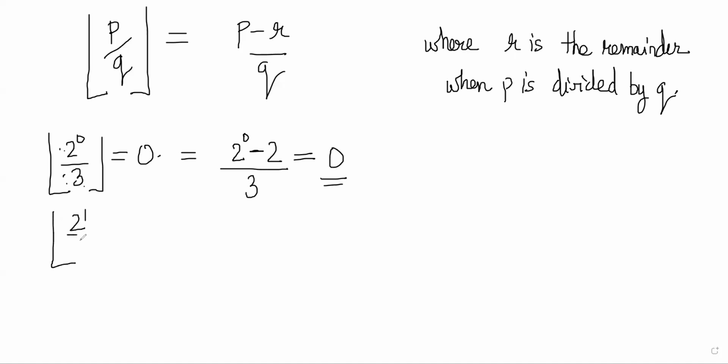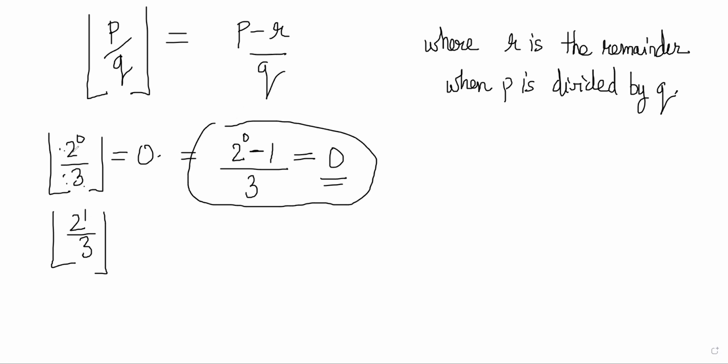What is 2 power 1 by 3? Actually 2 power 0 by 3, I am making a mistake here. 2 power 0 is actually 1. So applying the formula, it is simply 2 power 0 minus 1 by 3. This is using the formula, and by common sense since it is 1 by 3, GIF has to be 0. In the second case, again GIF will be 0, and using the formula, we get 2 power 1 minus the remainder when 2 power 1 is divided by 3, which is 2.